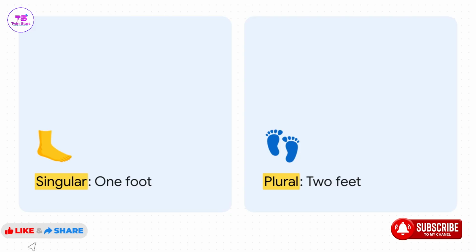Now what's really fascinating here is how English just blatantly breaks its own pluralization rules. Usually, we just slap an S on the end to make a word plural, right? Well, not here. If you have one, it's a foot. But if you have two, it morphs entirely into feet. That double O completely transforms into a double E. Just remember, there is absolutely no such thing as foots in standard English.